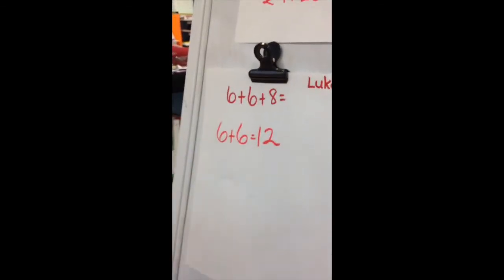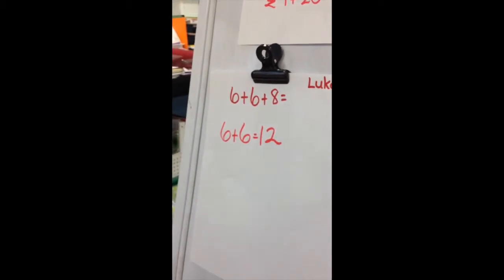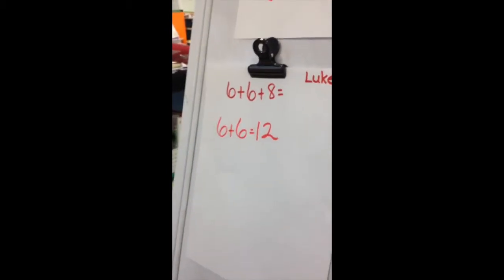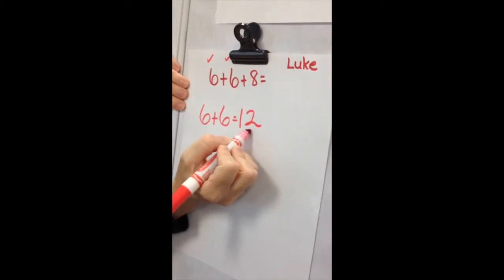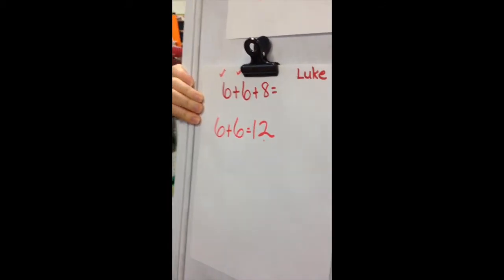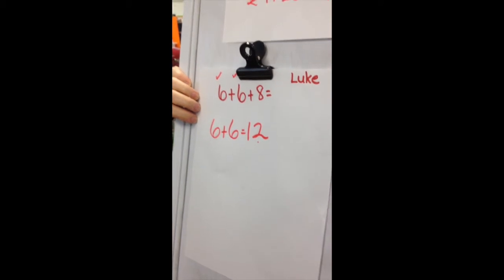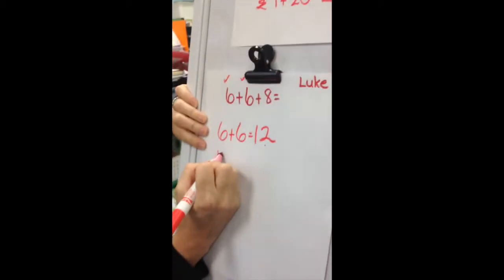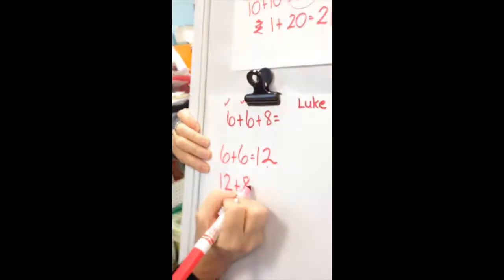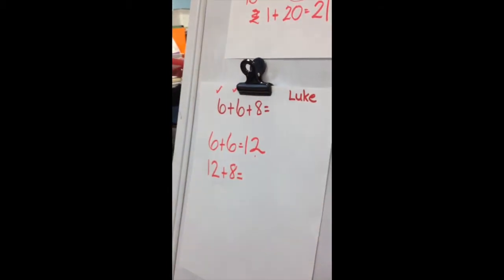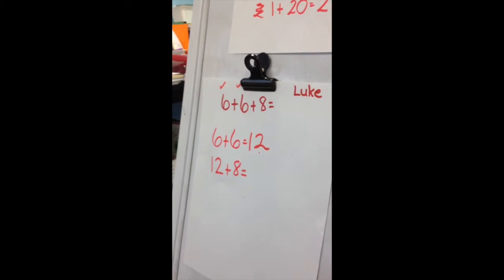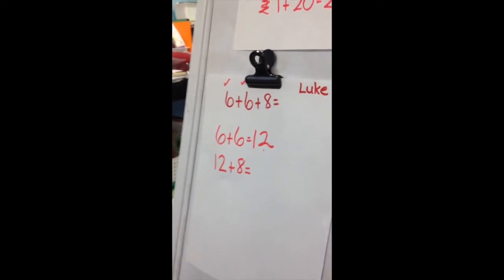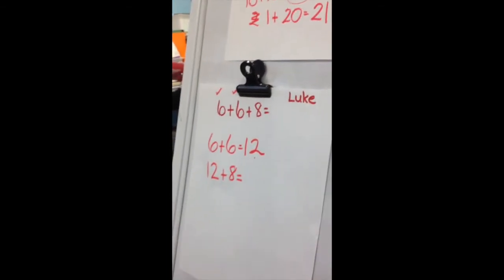Well, keep going, Luke. Then what did you do? And then I put a 6. Okay, you used your 6 and your 6 to get 12, right? And you used your 12. And then I used my 12 and my 8. Now stop right there. Now I'm going to go ahead and tell you, he also used that power of a 10. Turn and talk about what you think he did next.